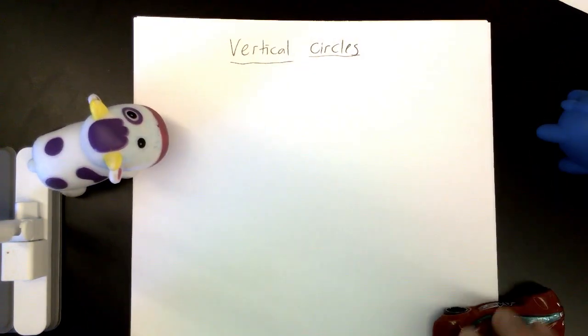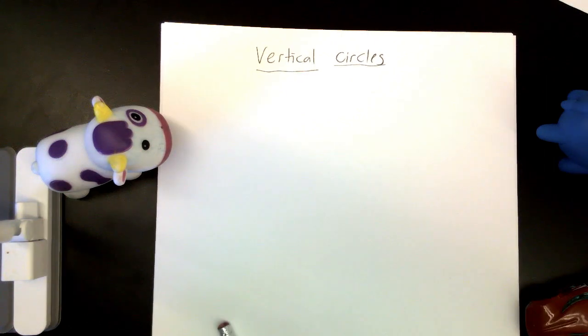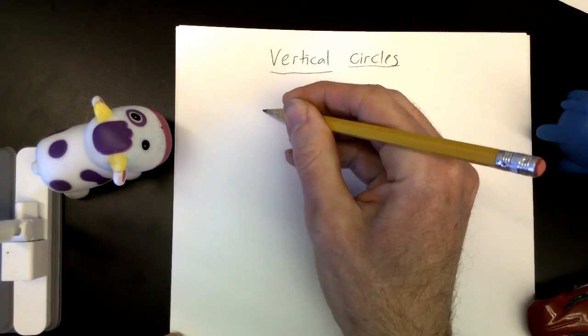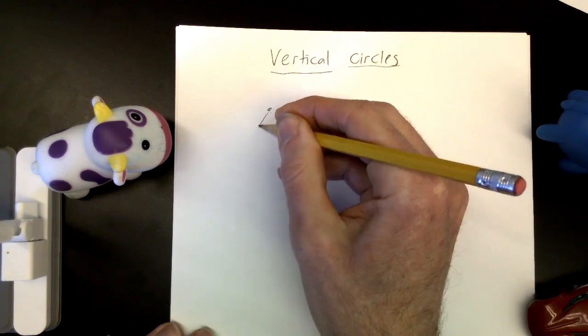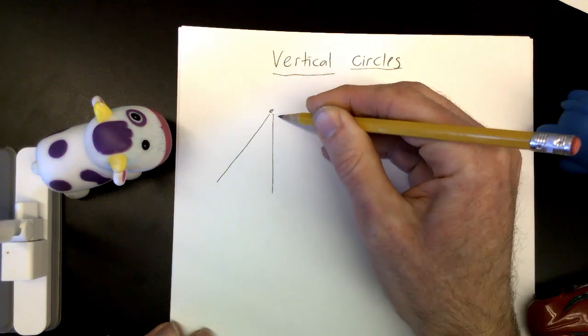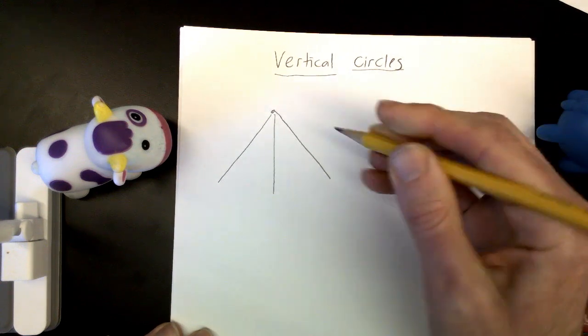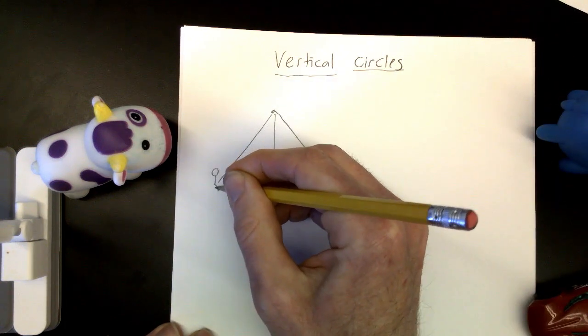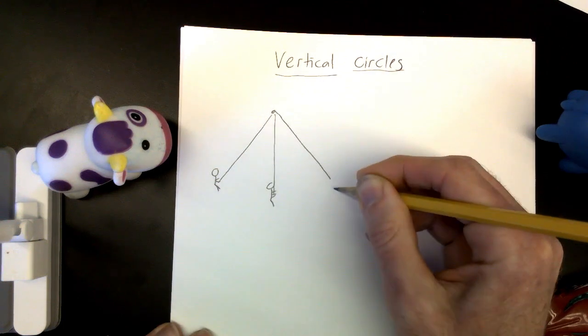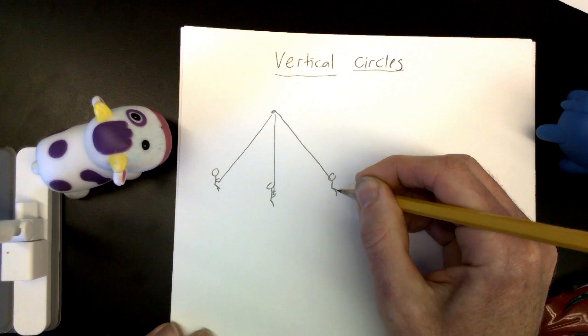The first example I want to talk to you about is a swing. So let's draw somebody on a swing at some various locations, just from a side view. Good, so here's the person on a swing, and there we go, and they're up here now.